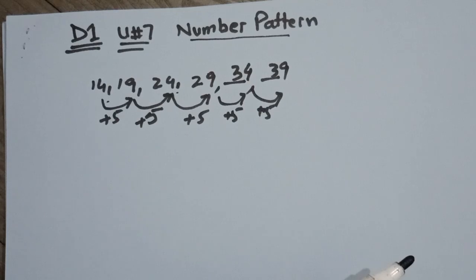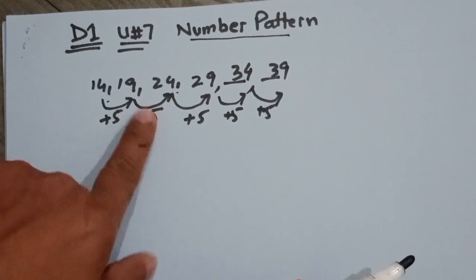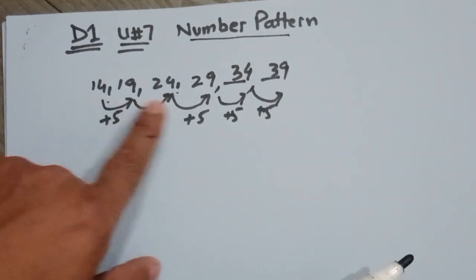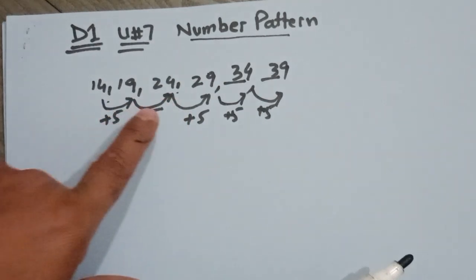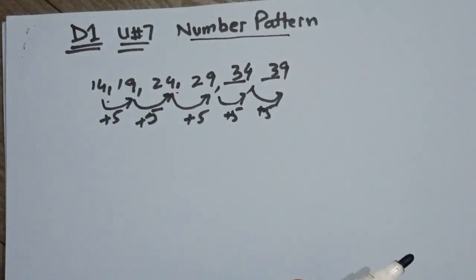I mean, if you subtract the first number from the second, it is 5. 19 minus 14 is 5. 24 minus 19, again it's 5. 29 minus 24 is 5. So the difference between the two numbers is 5.